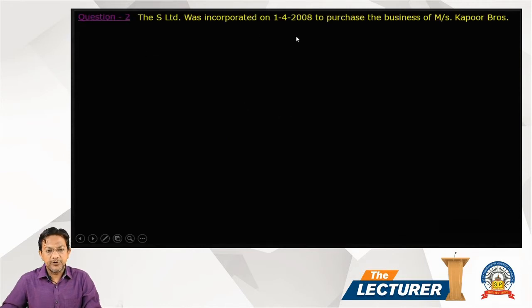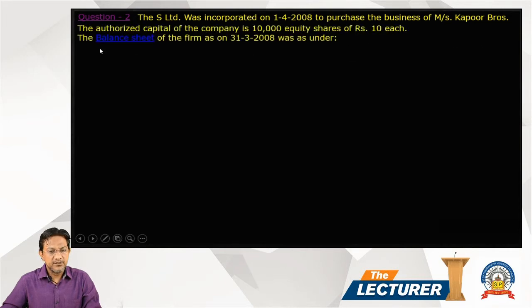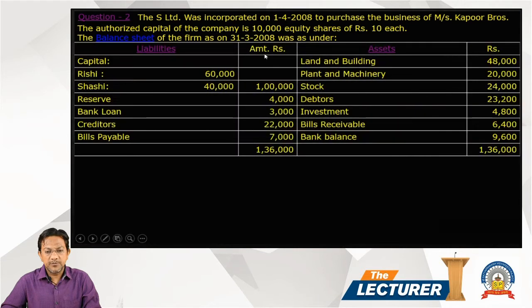The S Limited was incorporated on 1st April to purchase the business of Messrs. Kapoor Brothers. The authorized capital of the company is 10,000 equity shares of 10 each. The balance sheet of the firm on 31st March was as under. On the liability side: capital, reserves, bank loan, creditor, bills payable; on the asset side: land, building, plant, machinery, stock, debtor, investment, bill receivable, bank, and total.